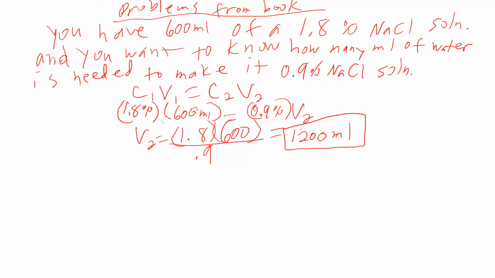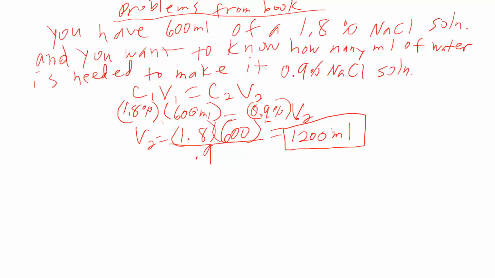Now, let's not confuse what 1200 mils means. So 1200 mils is really not the amount of water that you're adding. If you look at this, remember V2 is right next to 0.9. That means that 1200 mils is the amount of 0.9%, and 0.9% is the total volume. It's not the 600 mils, it's the total volume of the entire 600 mils plus the water. So this is the total quantity of everything.